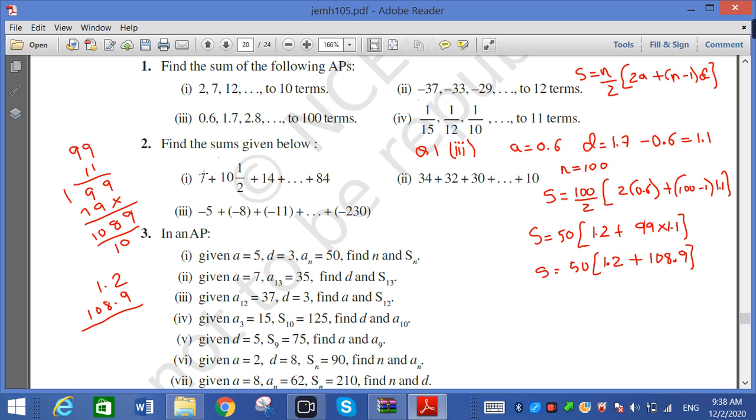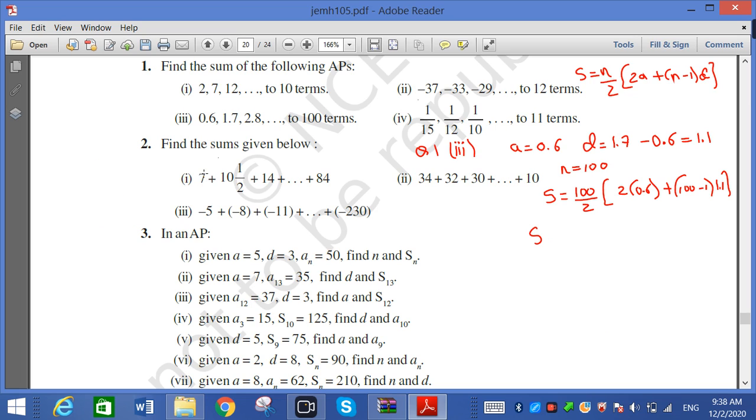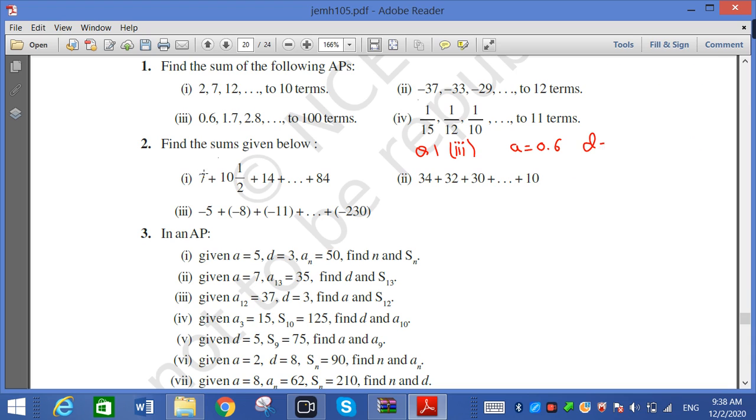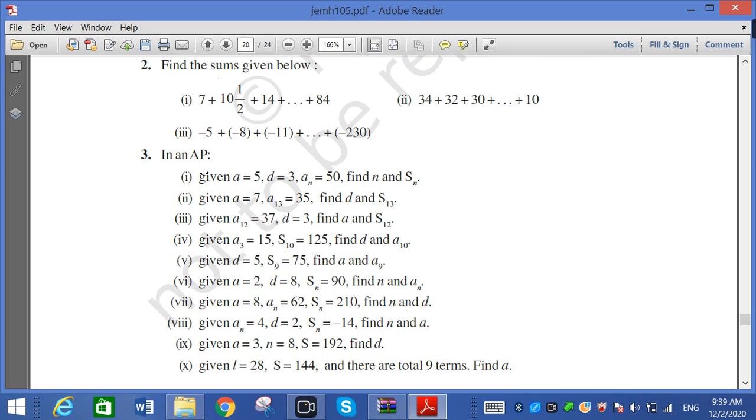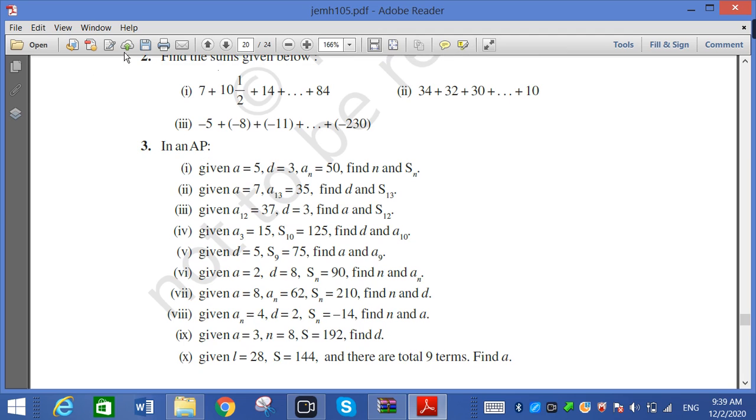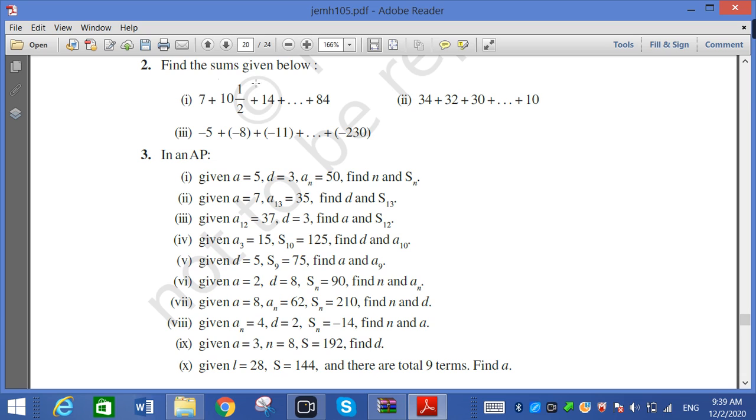Now question number 2, again two sums are there. But if you see, in question number 2, n is not given. When n is not given, what we have to do is important. Here n is not given, but the last term is given. So first, what is given, that we have to write first. A is given, 7.